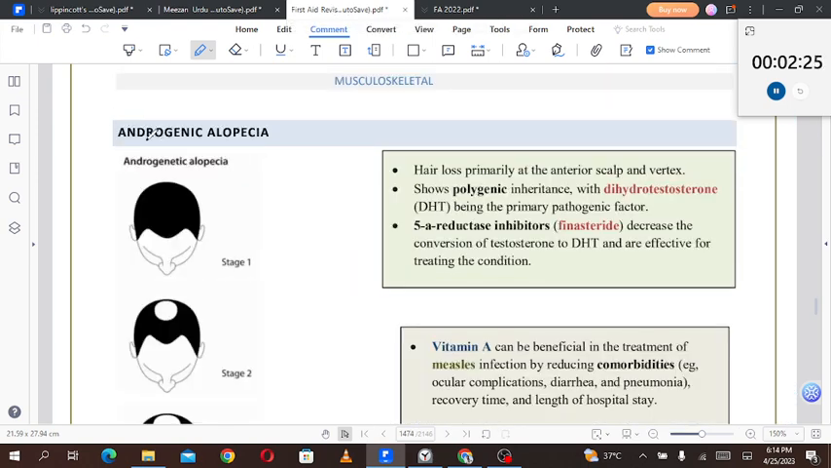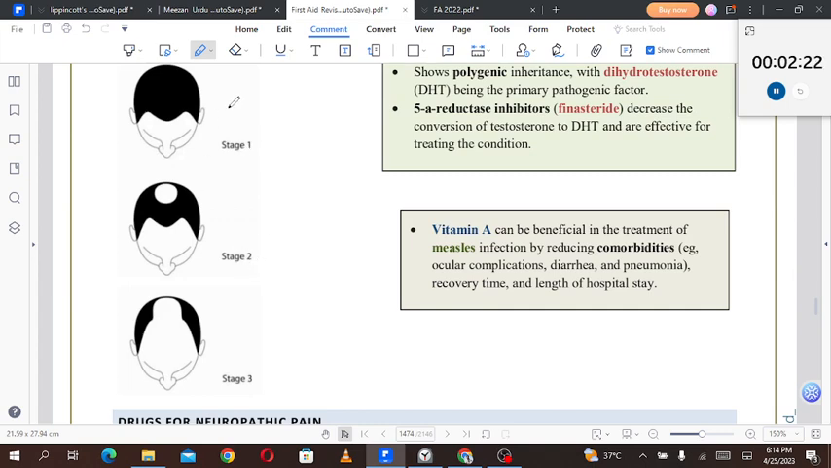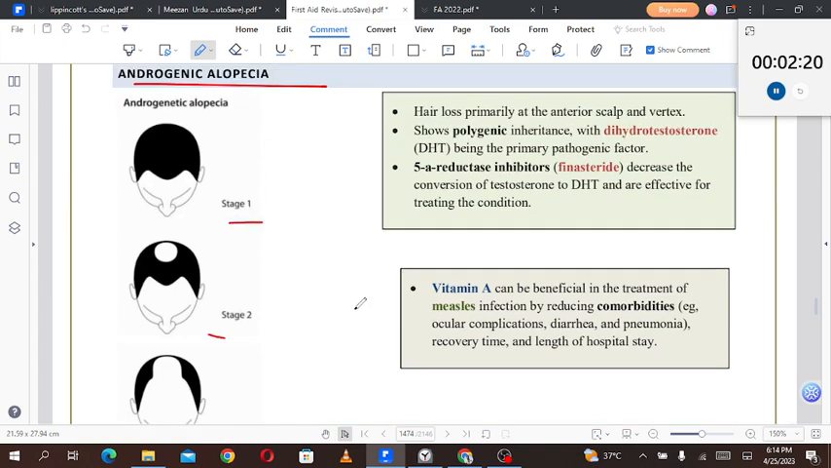Then we'll talk about androgenic alopecia. So these are some stages like stage 1, 2, and 3. So hair loss primarily at the anterior scalp and the vertex. This is the anterior scalp, and this is the vertex. So if the hair loss is in these regions, anterior scalp and vertex, it shows polygenic inheritance, with dihydrotestosterone being the primary pathogenic factor. The 5-alpha reductase inhibitor finasteride decreases the conversion of testosterone to dihydrotestosterone and is effective for treating this condition.